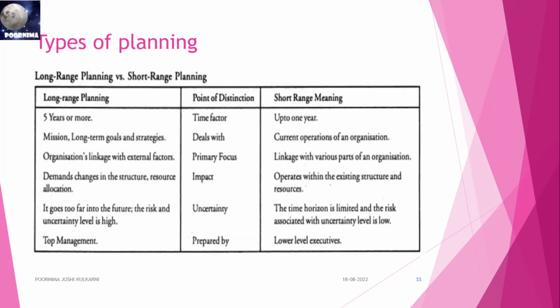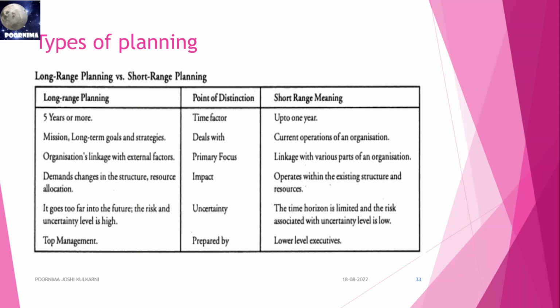There is a comparison between long range planning and short range planning. The point of distinction is the time factor. Long range planning is for 5 years or more, while short range planning is up to 1 year. Long range planning deals with the mission, long term goals and strategies. Short range planning deals with the current operations of an organization.